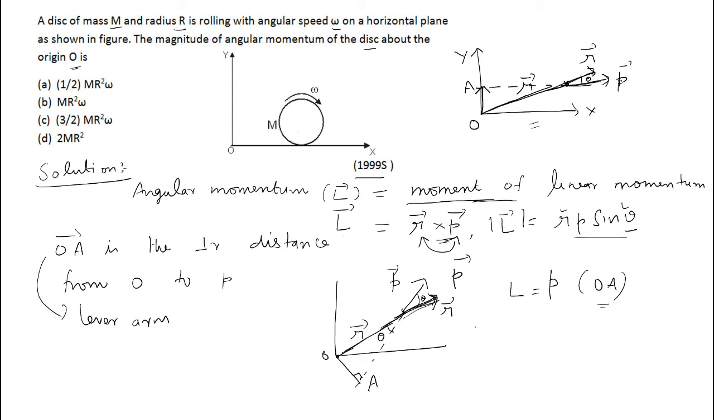So don't forget this, we will be using it in our solution. Is it clear? Now angular momentum for a rigid body is I omega. I is the moment of inertia about the axis of rotation, omega is the angular velocity.